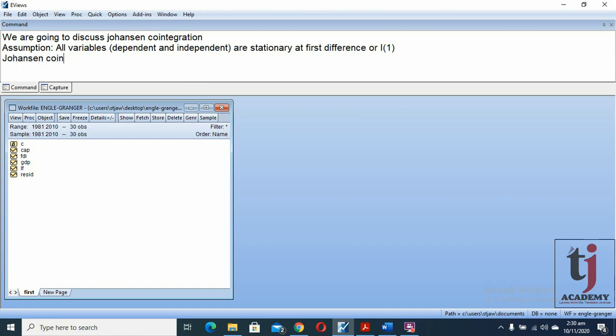Johansen Cointegration uses two types of statistics. Number one, trace statistics, and number two, maximum eigenvalue statistics.